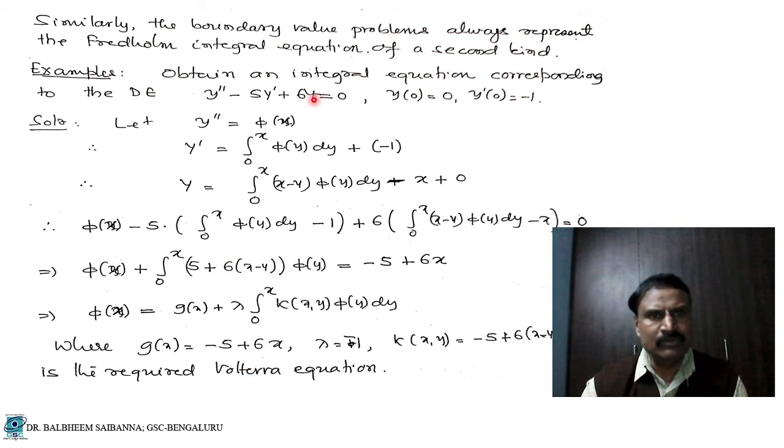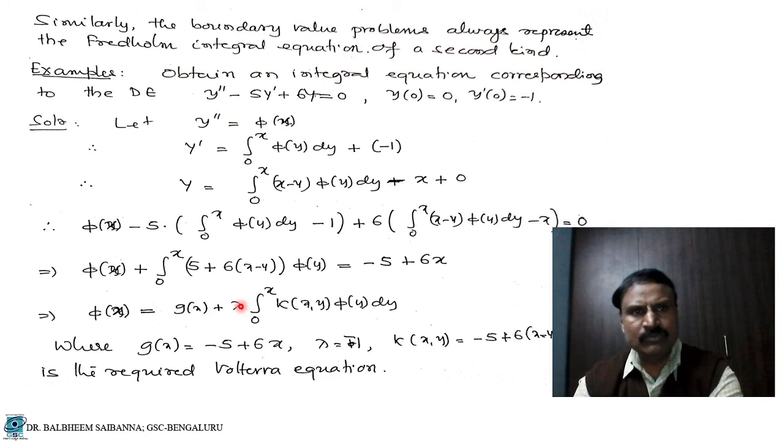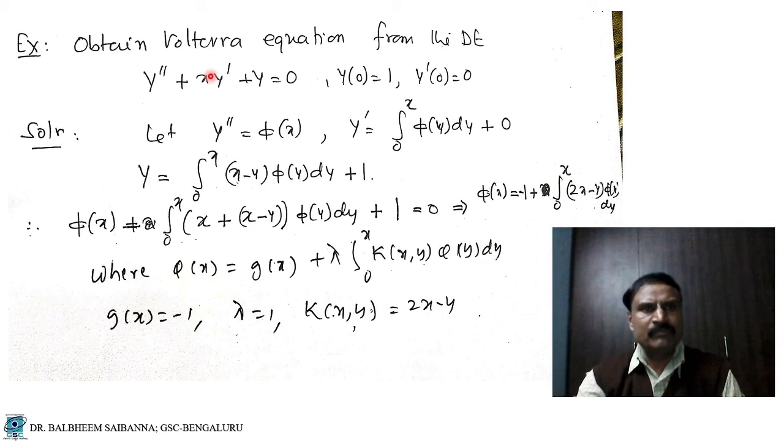Look, we took a second order differential equation and two initial conditions. The differential equation we converted in terms of the Volterra integral equation of the second kind. So move on to one more example. Obtain the Volterra integral equation from the differential equation y double dash plus x y dash plus y is equal to 0. Again we have two conditions, y of 0 is equal to 1, y dash of 0 is equal to 0. To solve this we need two conditions.